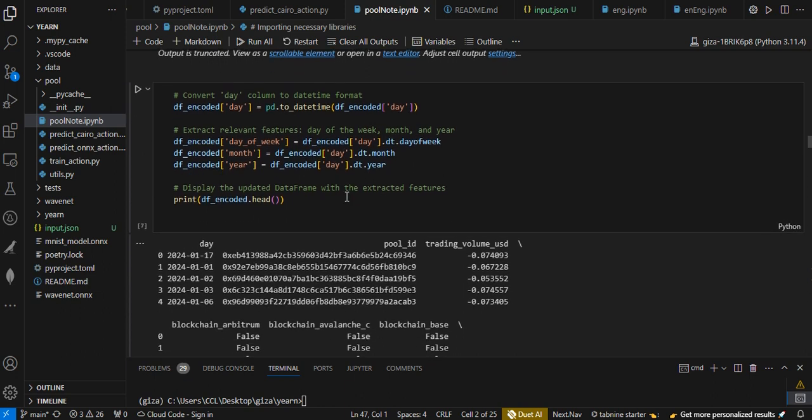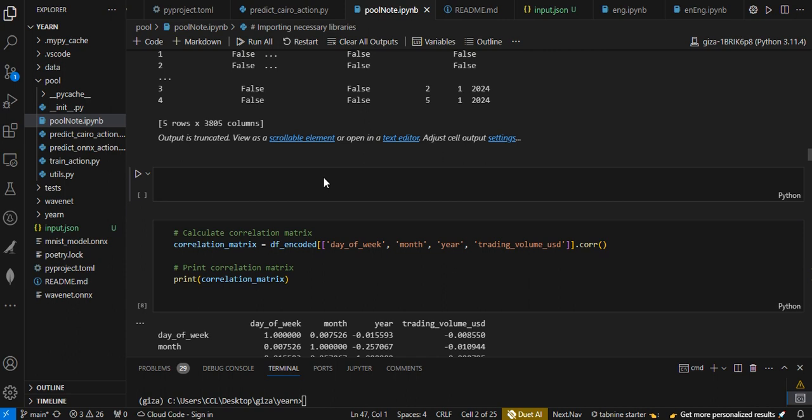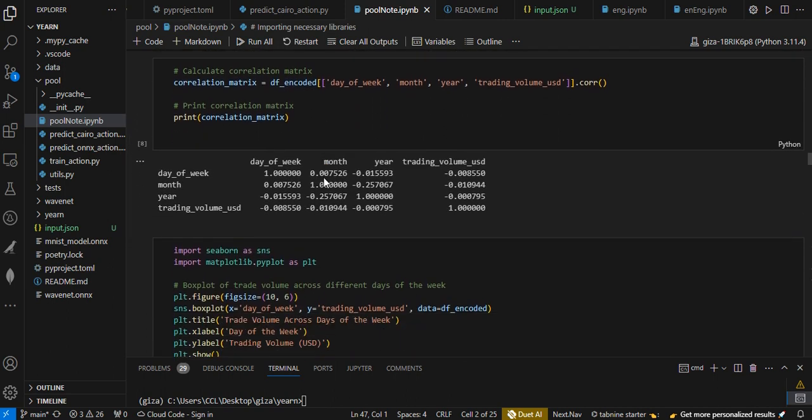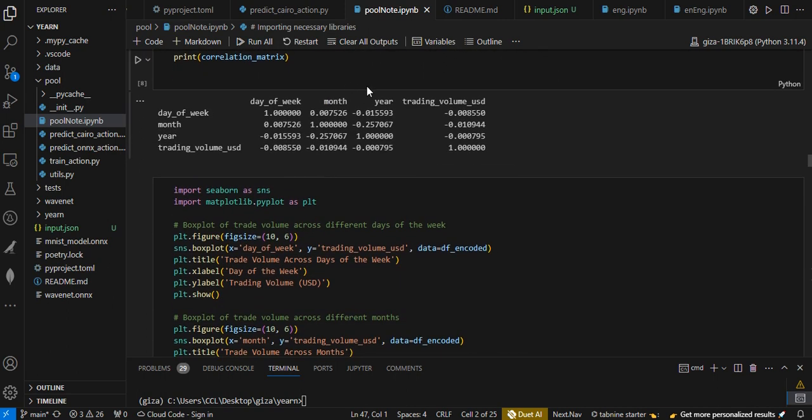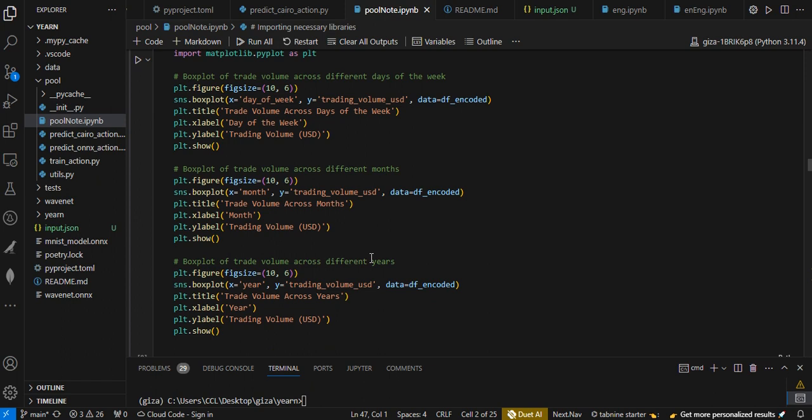After the normalization, we also convert the day column to date format: day of the week, month, year. I found the correlation between this data initially was not so good. We're getting negative values, so obviously we are going to need more features and quite an advanced model to help us see if we could predict very good data.